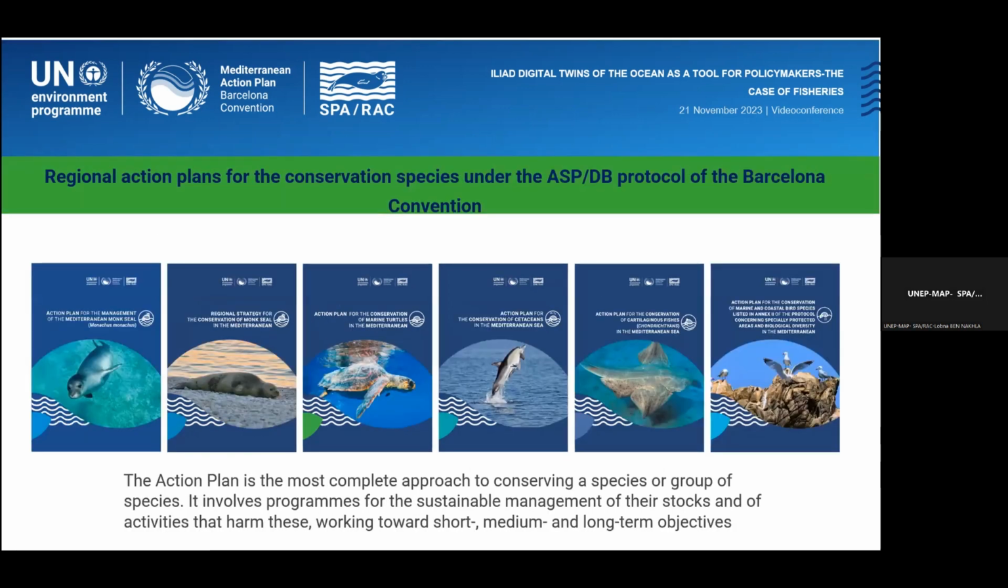We can see that until now we have prepared and adopted 5 action plans for the conservation of species, which could be for a group or a single species. We already have the monk seal action plan, a specific strategy for the conservation of this species, but also action plans for marine turtles, cetaceans, cartilaginous fish, and birds. We assume that this is the most complete approach to conserve a group of species or one species, and it is developed to work toward short, medium, and long-term objectives. So this is the action plan for the species.